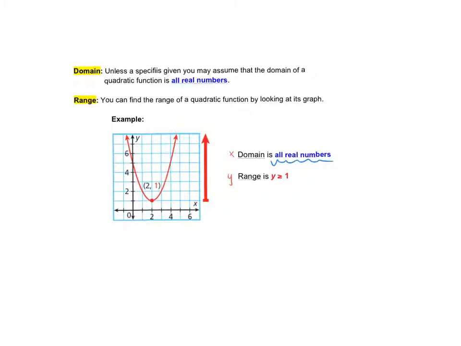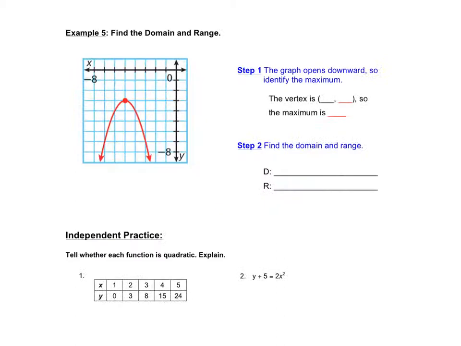Now the range is a little bit more tricky. You have to think about if it's a minimum or a maximum. So if you look at the range, all the y values are starting at that minimum and working their way up. So that's why it's going to be greater than, in this one, greater than or equal to. It's always going to be equal to because it's a closed circle in this case. So it's greater than or equal to our minimum value, which was 1. Hitting at the 1 on the y.